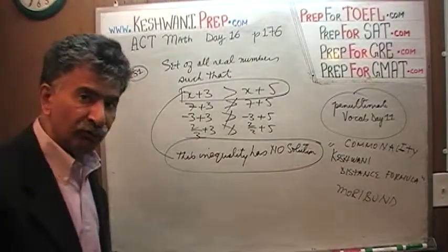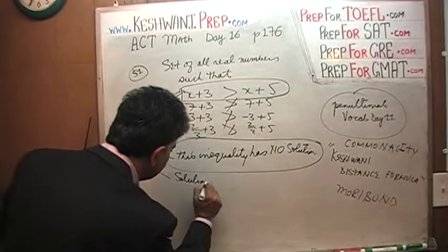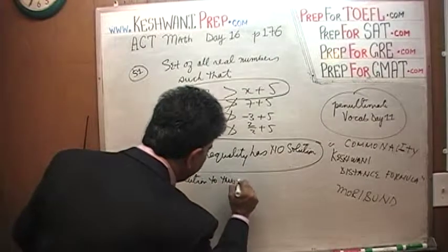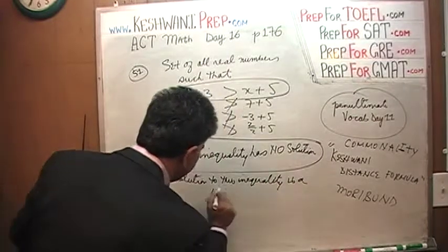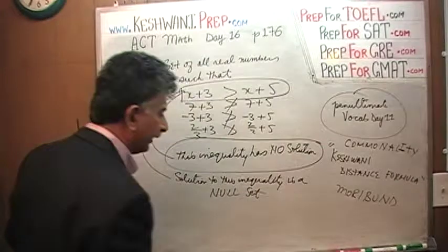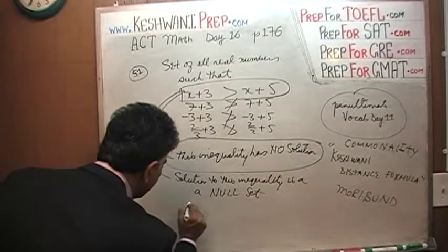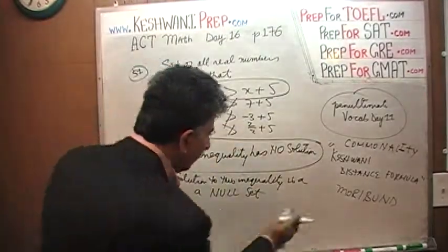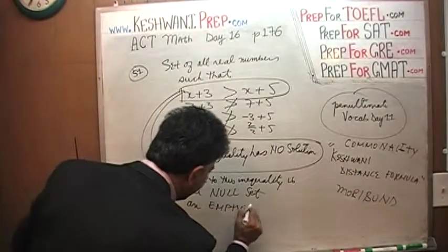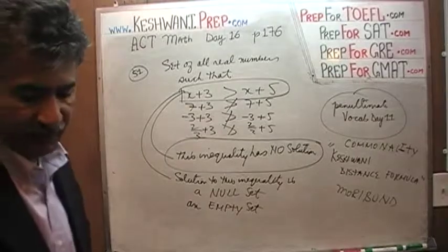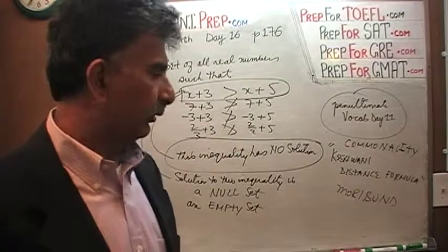This inequality has no solution. What we say is that the solution to this inequality is a null set. Or you can say the solution to this inequality is an empty set. That's how we say it. It's an empty set. It has no members. There is nothing in this set because there is no solution. Do you understand? That's all.